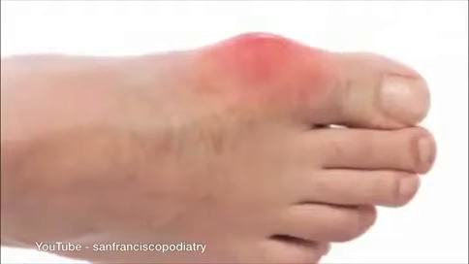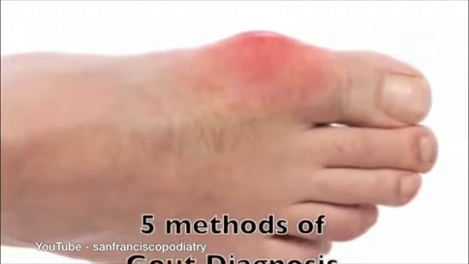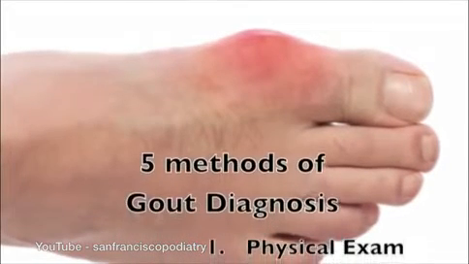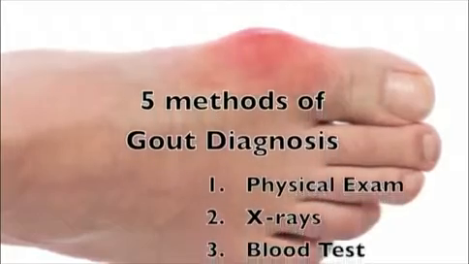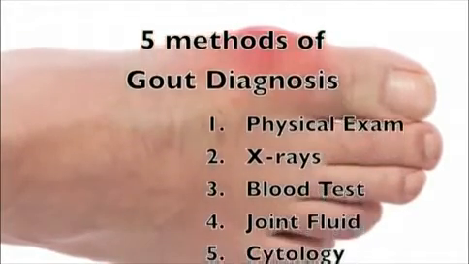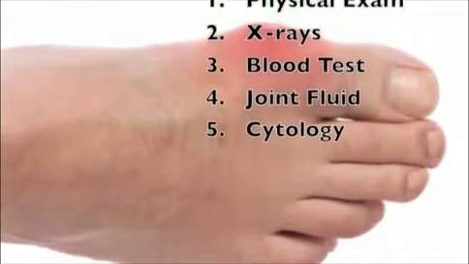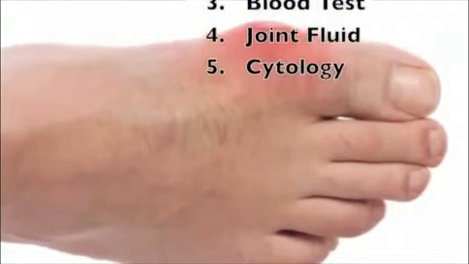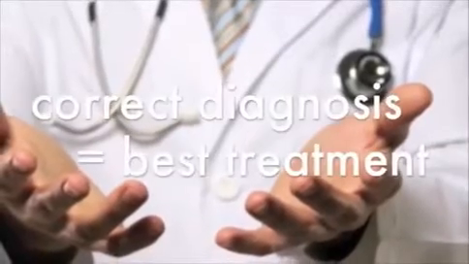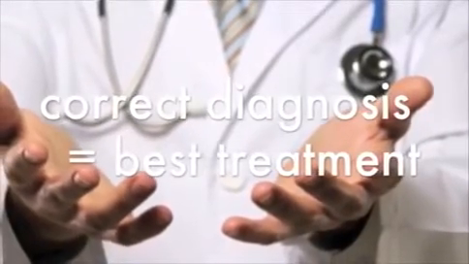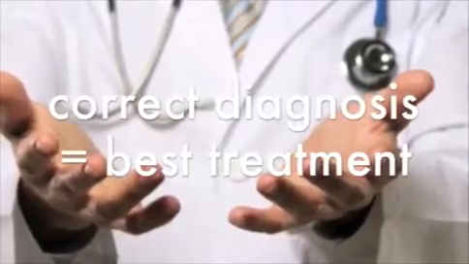You really should know the best way to diagnose gout in the foot so that you can get the best treatment. There are really 5 ways to diagnose gout in the foot. 1. Physical exam by a doctor. 2. Foot x-rays. 3. Blood tests. 4. Joint fluid analysis. And 5. Cytology.